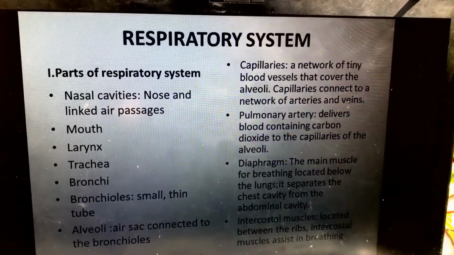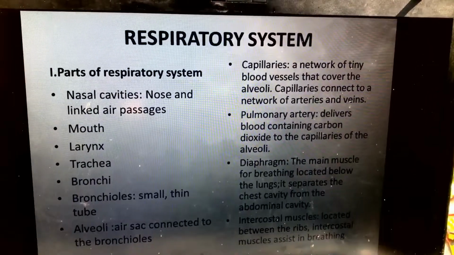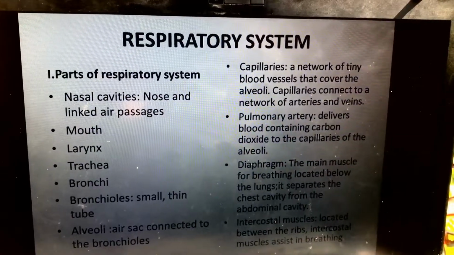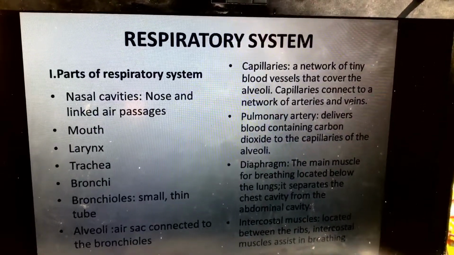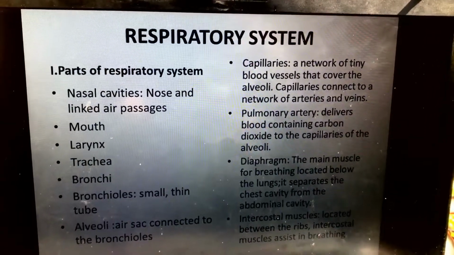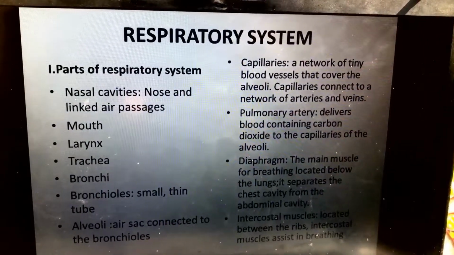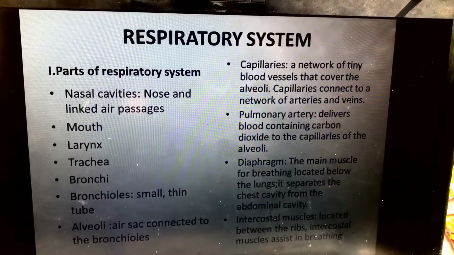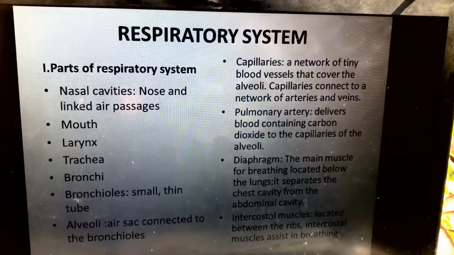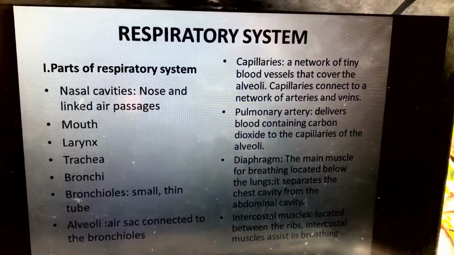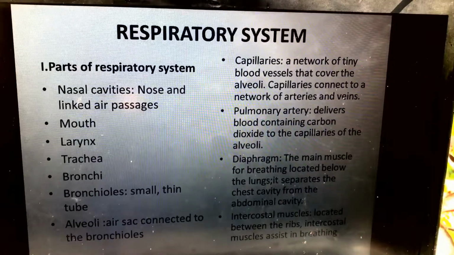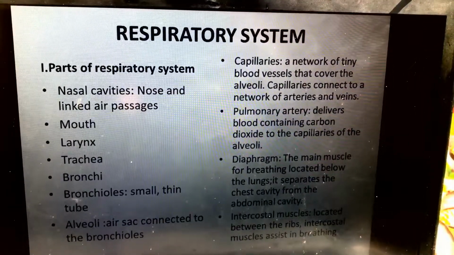The parts of the respiratory system: we have the nasal cavities, nose, and linked air passage, mouth, larynx, trachea, bronchi, and bronchioles, which are small thin tubes. Alveoli are the air sacs connected to the bronchioles. Capillaries are a network of thin blood vessels that cover the alveoli. Capillaries connect to the network of arteries and veins.